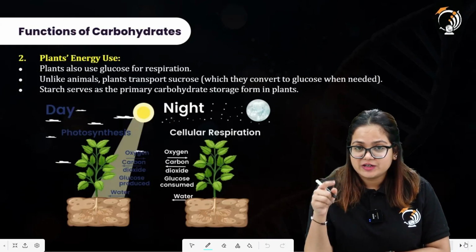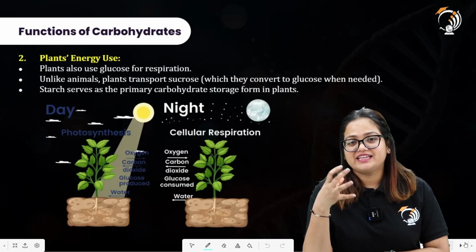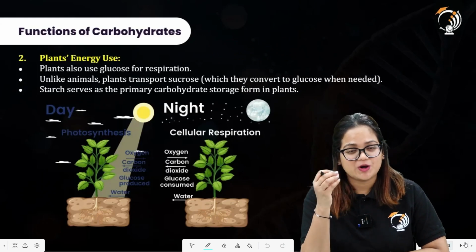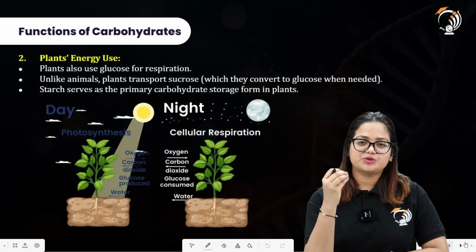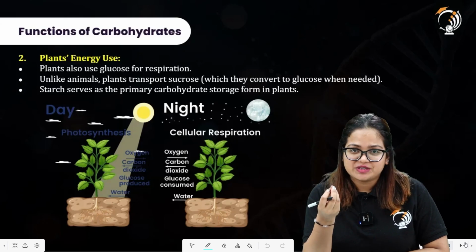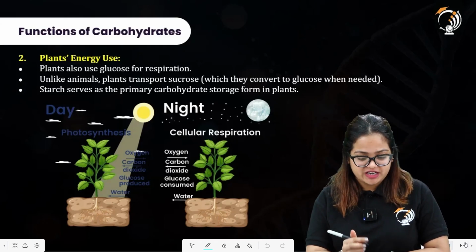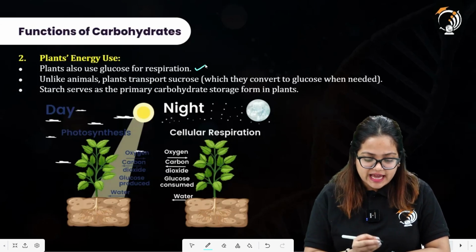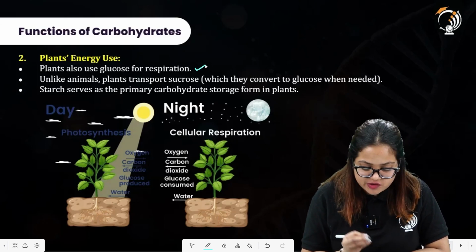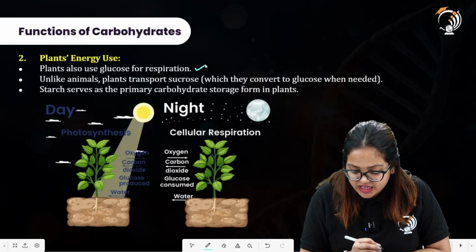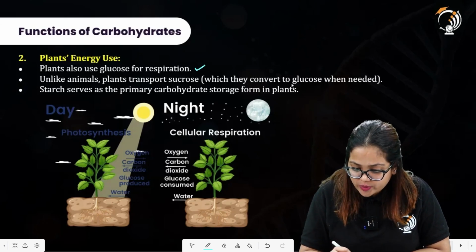So plant energy use is met by the respiration process also. They also require carbohydrate to obtain the energy and carry out different processes. So plants use glucose for respiration. Yes, this is true. Unlike animals, plants transport sucrose, which they convert to glucose when needed.